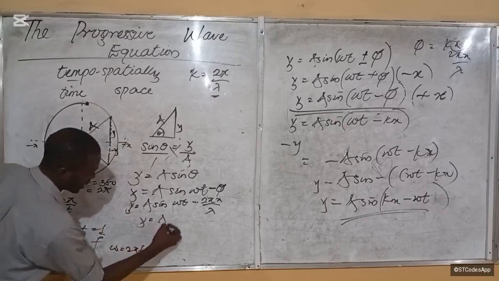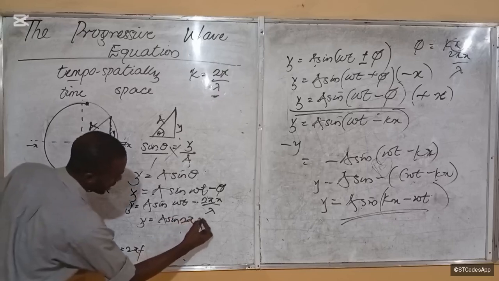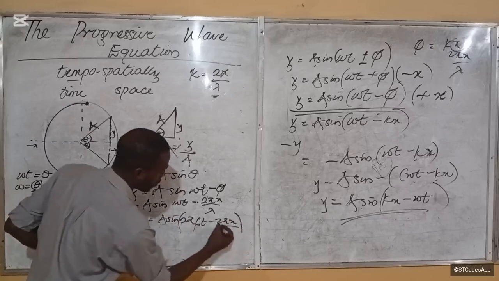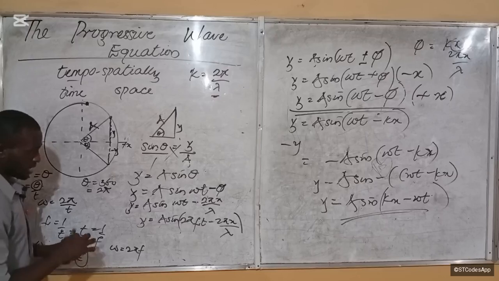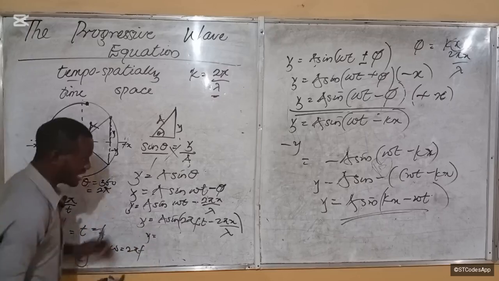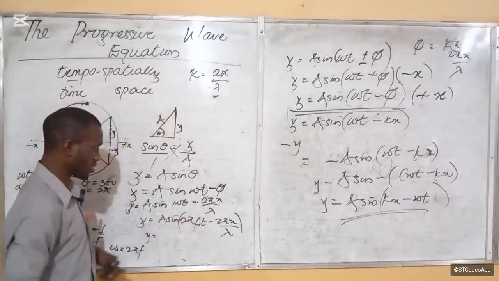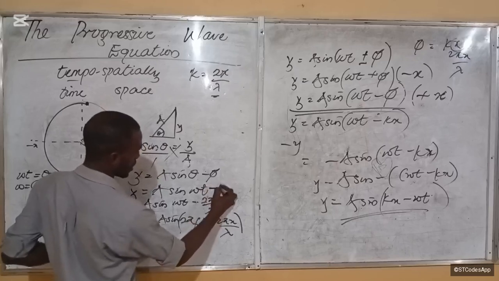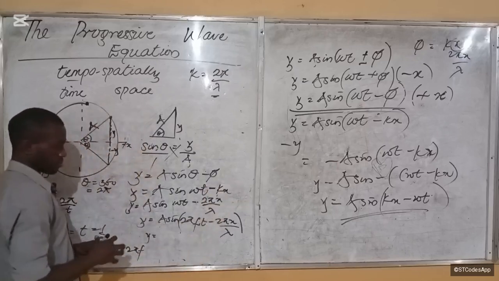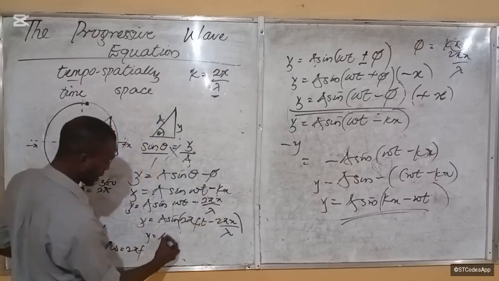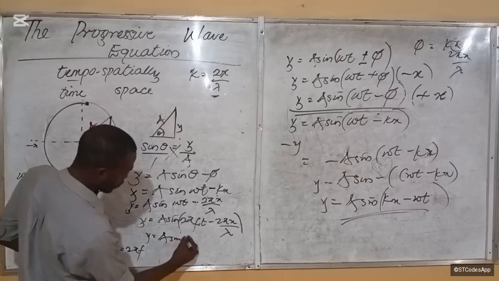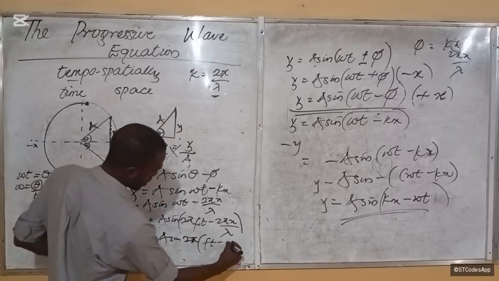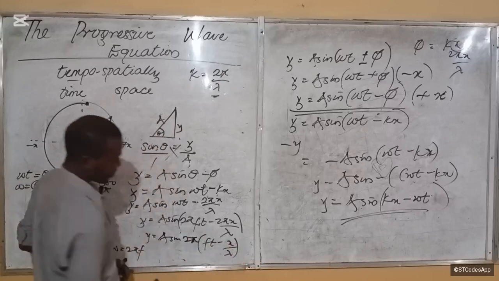Therefore, y can be redefined as a sin(2πf·t − 2πx over lambda). Does that make sense? Then our wave can be rewritten as y equals... these are all the forms of the equation that you can use to solve questions. Let me introduce phi here, so that this here will be kx. So y equals a sin, with 2π common between ft and minus x over lambda.